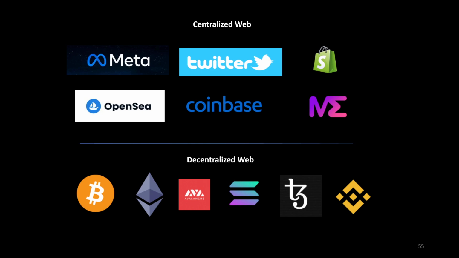Now, I know OpenSea and Coinbase and Magic Eden, you think, okay, these are decentralized companies, but they're not. They're centralized companies that are interfacing with the decentralized web, which means that they're building these platforms to be able to take advantage of the decentralized web, but they're still charging these fees. I think OpenSea is like 2.5%. The decentralized web, Bitcoin and Ethereum, they're probably not going to go anywhere. They're going to continue to be stores of value. But I think that Binance and Solana and Tezos, these are going to be the transactional.